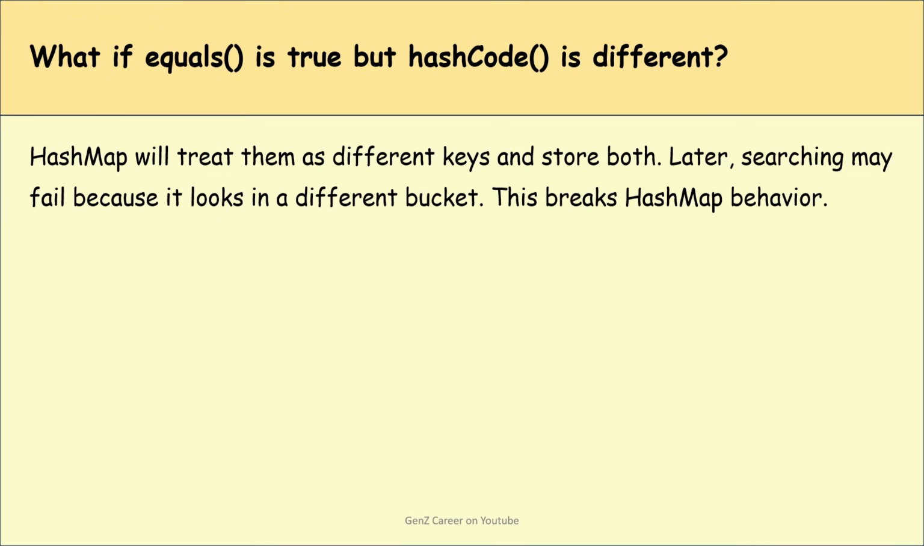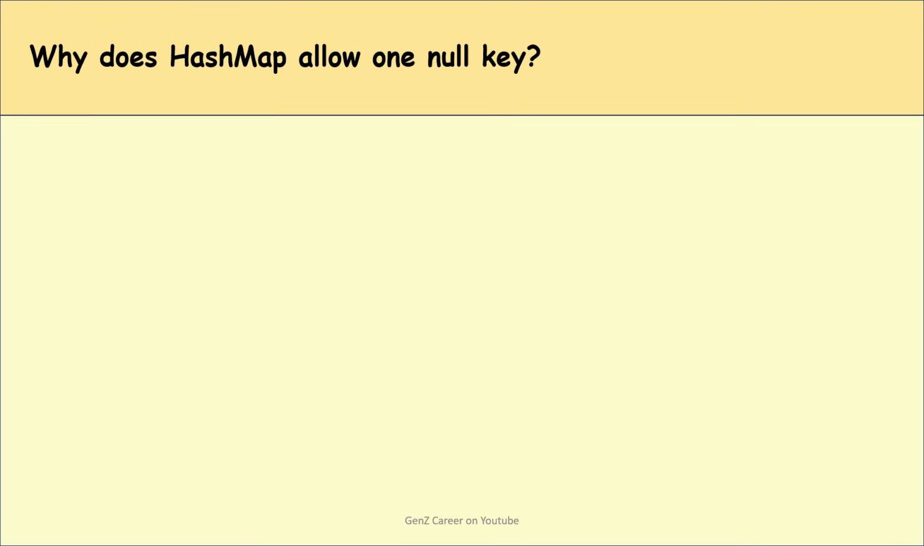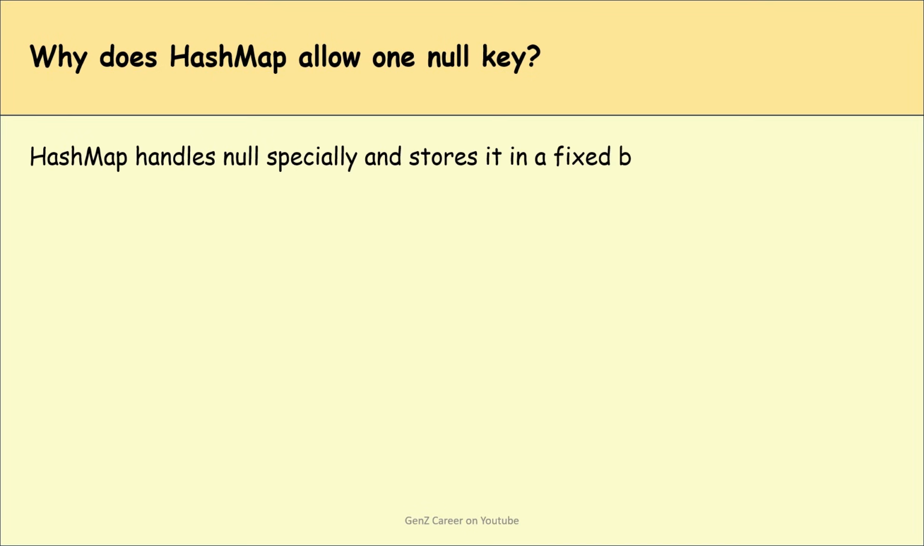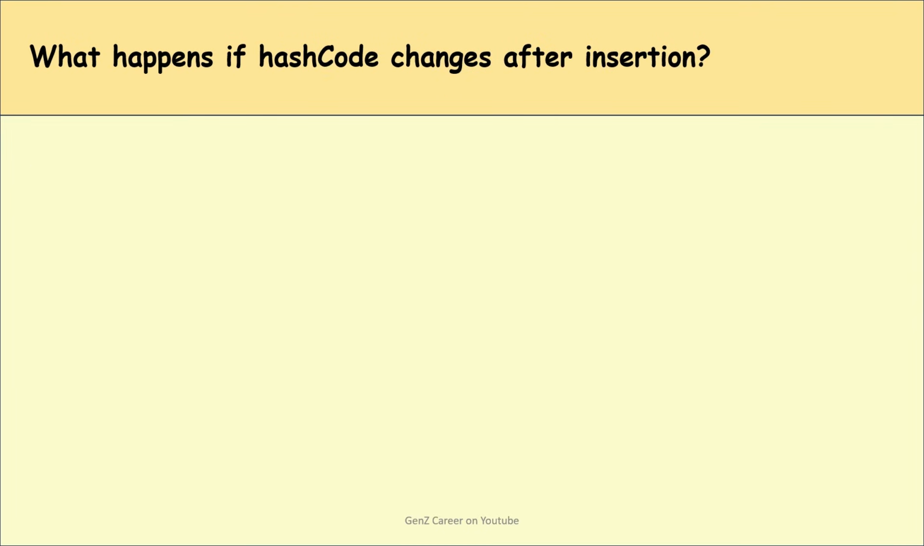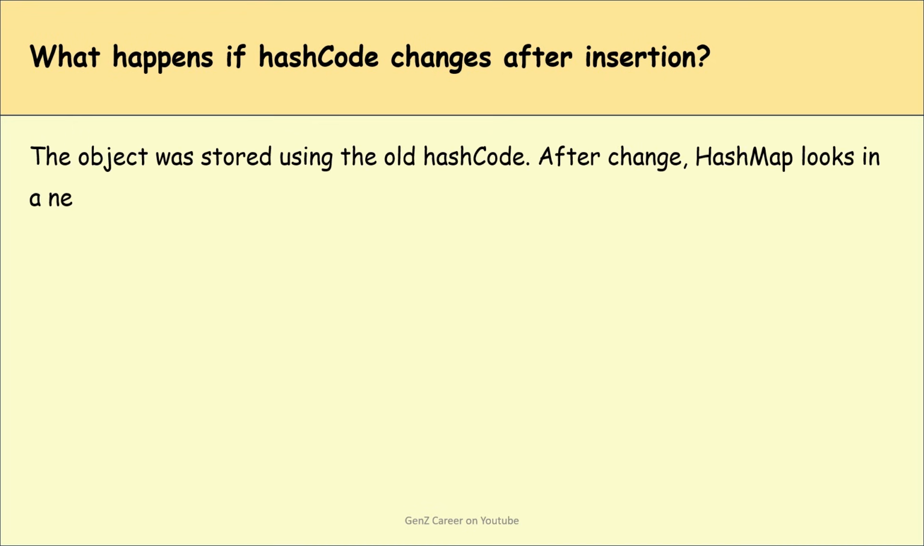Next question is, why does HashMap allow one null key? HashMap handles null specially and stores it in a fixed bucket, that is index 0. Since keys must be unique, only one null key is allowed. Okay. What happens if the hash code changes after insertion? The object was stored using the old hash code. After the change, HashMap looks in a new bucket and cannot find it. Search and remove operations will fail.